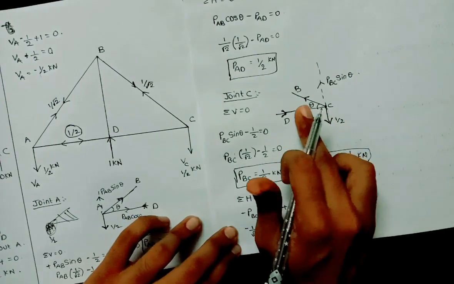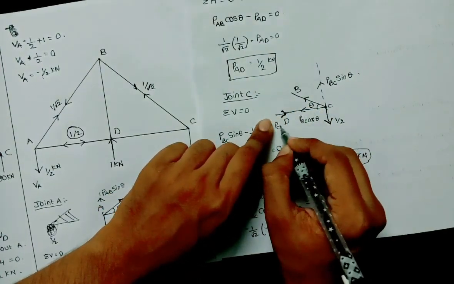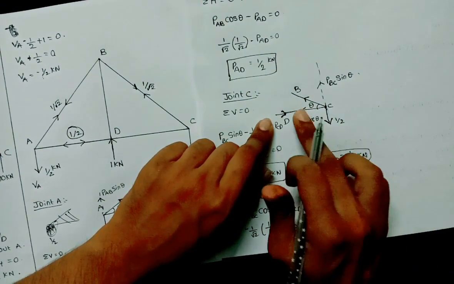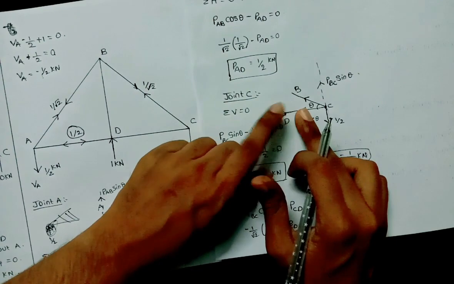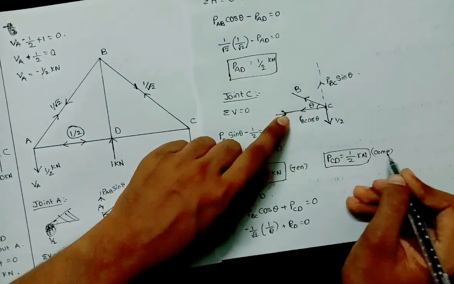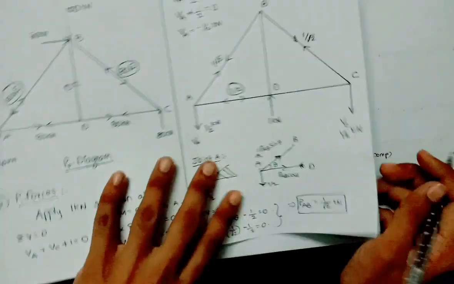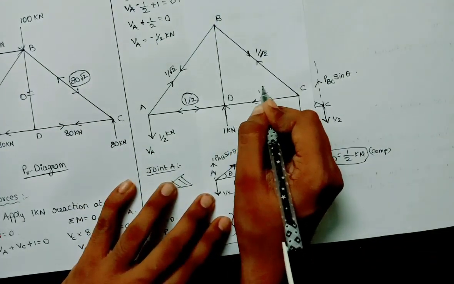Don't consider this arrow. This is the PCD. PCD we have just calculated, half kilonewton. This is acting towards joint C, so it is pressing the joint C. So it is in compression. Okay. Now I will represent that one also in this diagram. So this is in compression.